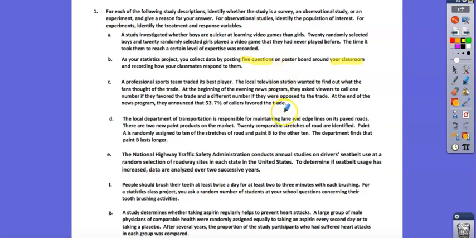Here's another one. A professional sports team traded its best player. The local television station wanted to find out what the fans thought of the trade. You see these all the time on news programs. They ask viewers to call one number if they favor the trade and a different number to oppose the trade. At the end of the news program, they announced that 53.7% of the callers favored the trade.